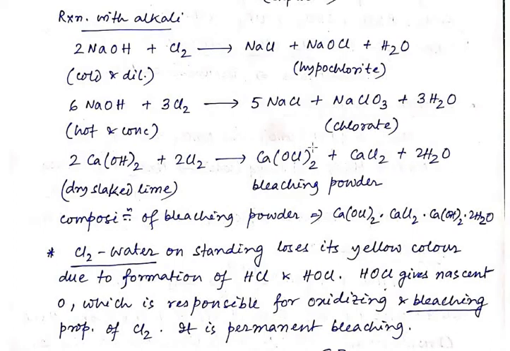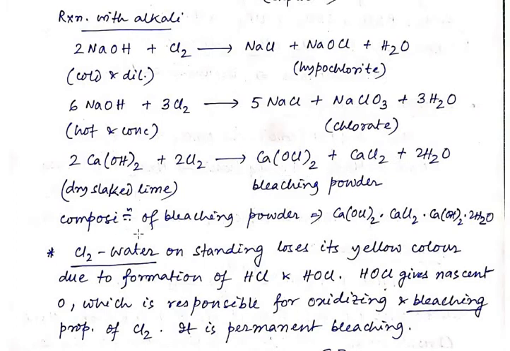So that CaOCl2 is actually the bleaching powder. In this way we can also synthesize the bleaching powder. When calcium hydroxide reacts with chlorine, we get the bleaching powder, that is CaOCl2, along with CaCl2.